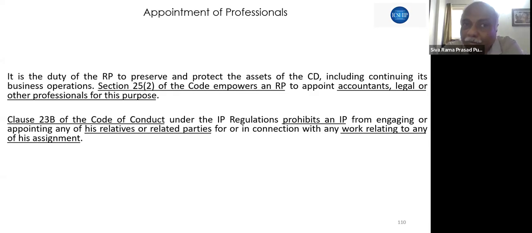He can appoint accountants if required, and legal people if required, and the reasons, the rationale for recruiting legal people and other professionals for this purpose. Clause 23B of the code under the RP regulation prohibits the IP from engaging or appointing his relatives or related parties for any work relating to his assignment. In some cases, if you go through the orders of the DC, they are appointing relatives also. And later on, it was pointed out by the corporate debtor or other people.